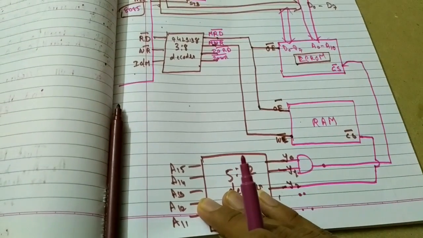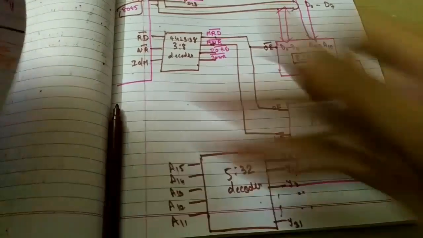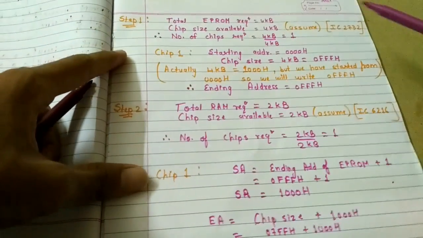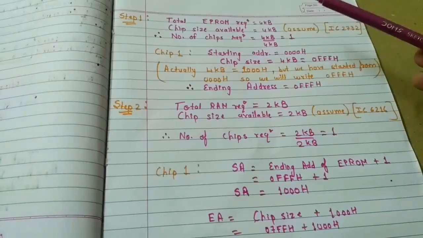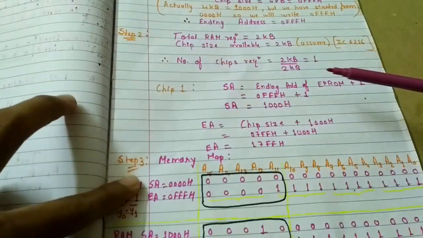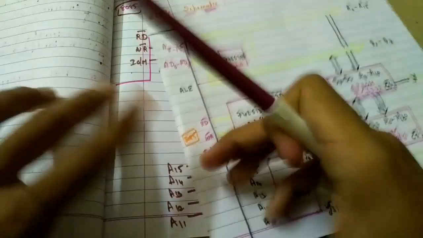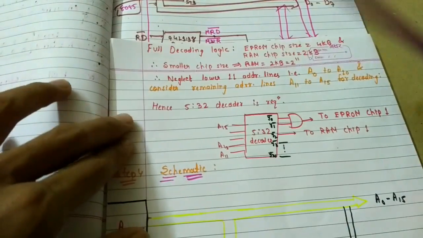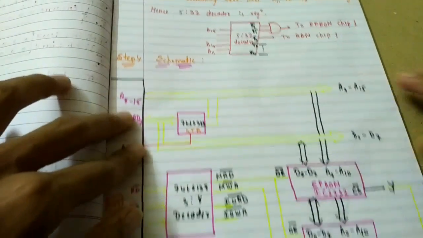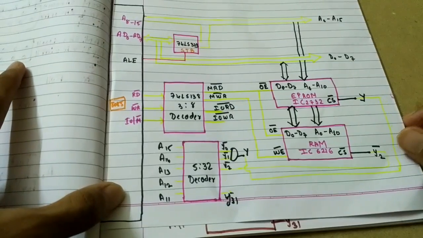I have also solved the same problem in a very systematic and schematic way. You can see this is step number 1, which I already showed you. You can just go through it. Then we have this full decoding logic, and then at last the whole interfacing in a proper way. So you can refer to this.